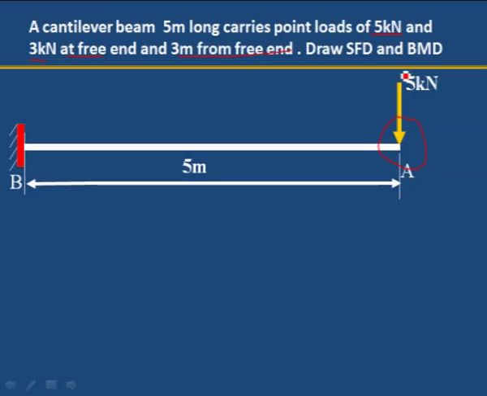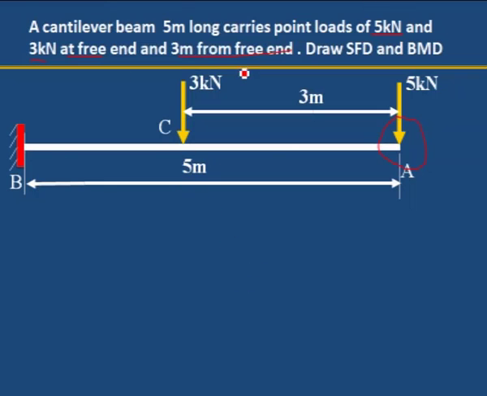At the free end 5 kilonewton is acting, and then 3 meter from the free end another 3 kilonewton load is acting. Sometimes in a problem they will give the distance from the free end, or sometimes it may be from the fixed end. You should see what is given in the problem. First we have to draw the proper diagram, otherwise the entire problem will become wrong. That is why you have to read the problem properly and then draw according to the details given. Here it is 3 meter from the free end, therefore it has been considered from the free end.